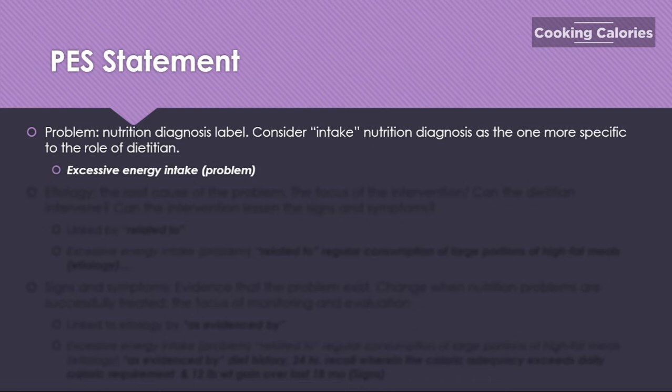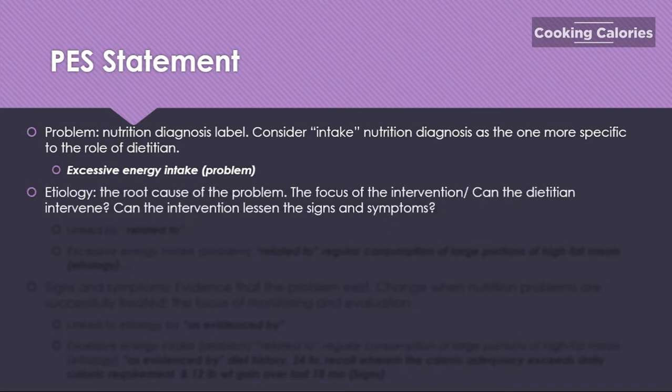Now, for the next part of our PES statement, we have the etiology. The etiology is the root cause of the problem or the reason why the problem exists. Also remember that the etiology is the focus of our intervention. We are going to talk about this in detail later. The etiology is linked to the problem by the terms "related to."